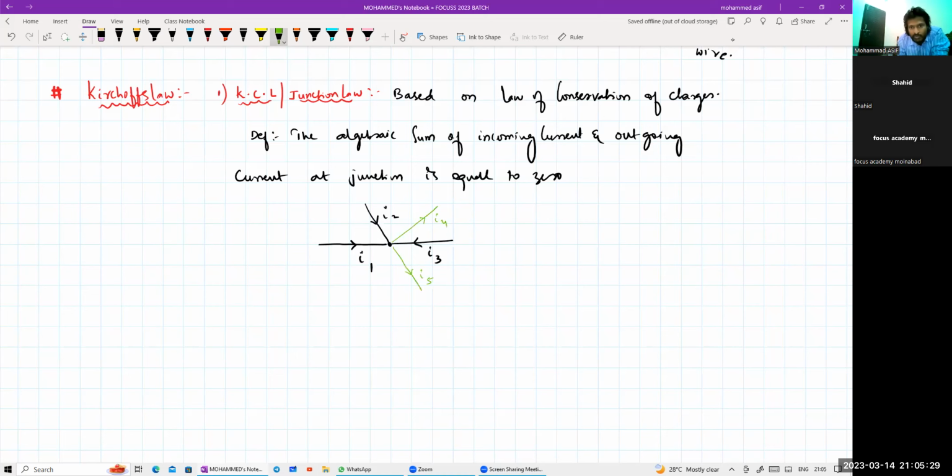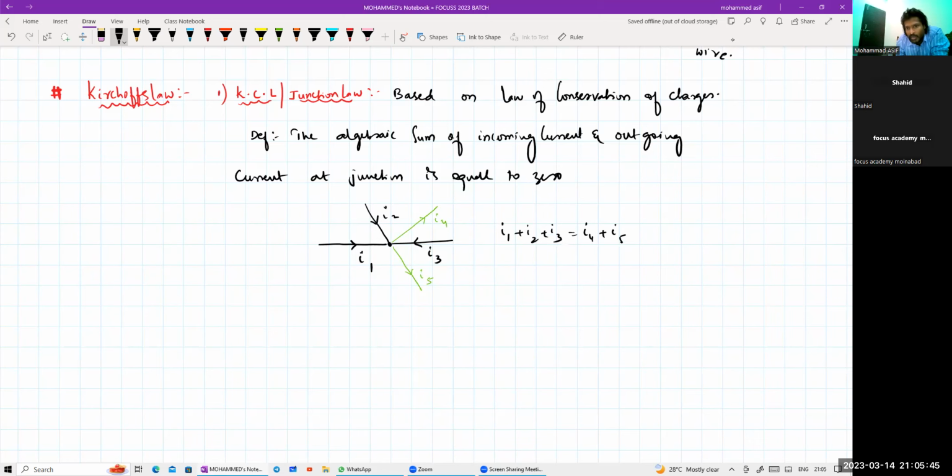So how much current is moving towards the junction, beta? Incoming currents क्या है यहाँ पर? I1 plus I2 plus I3. Incoming we take as positive. Must be equal to your outgoing. Outgoing मतलब क्या हो जाएगा? I4 plus I5. Isn't it?